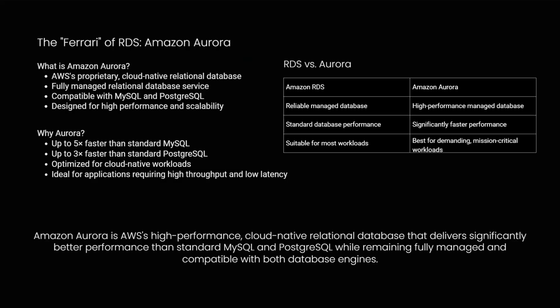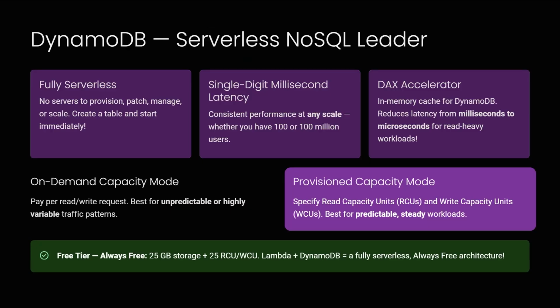And now let's talk about the NoSQL king, that is Amazon DynamoDB. I personally love this service as well. DynamoDB is fully serverless. You don't manage any EC2 instances, you don't install updates, and you don't have to buy hard drives. You just say create table and you are ready to go. Its biggest flex is speed. It gives you single-digit millisecond latency. It doesn't matter if you have 10 users or if you are Netflix handling millions of users on Friday night. It responds in milliseconds.